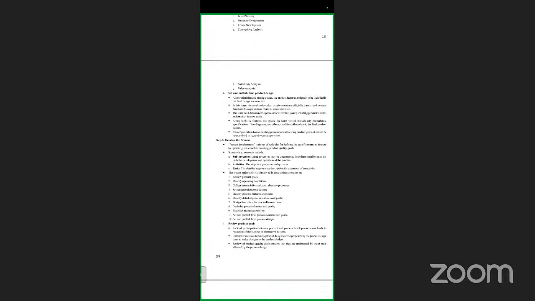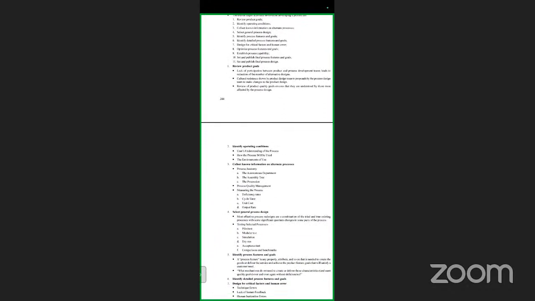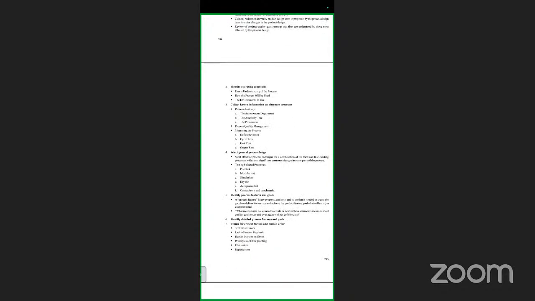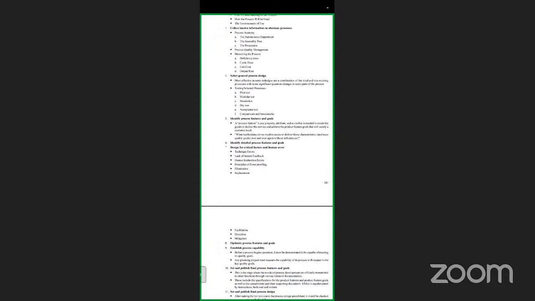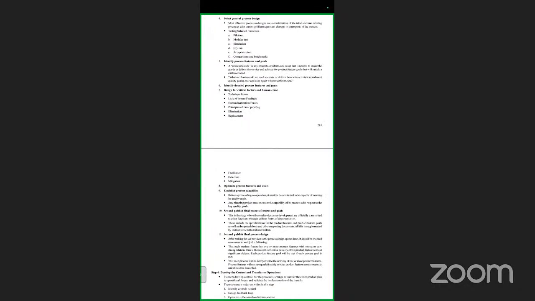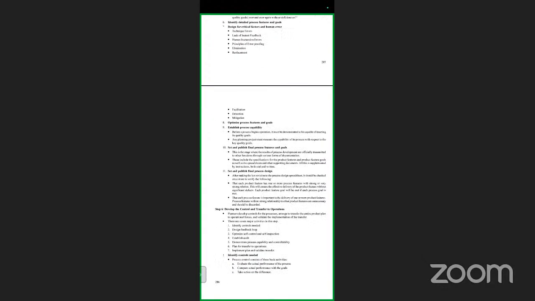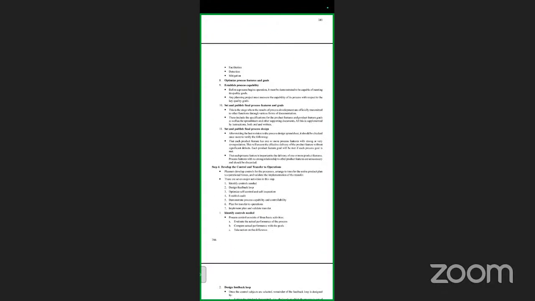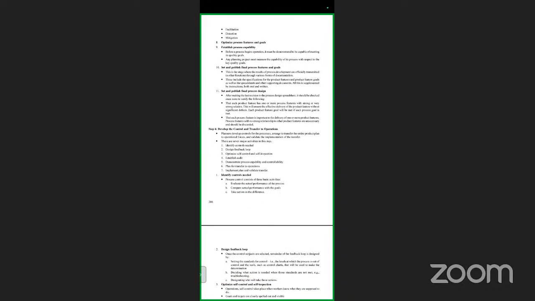Develop process. In that, sub-processes, activities and tasks are there. Review the product goals and identify the operation considerations, collect the known information on alternative processes, select the general process design, identify the process feature goals, and identify the detailed process and design for critical factors. In that, technical error, lack of insights, feedback, and the principles, facilitation, determination, optimizing process, establishing process capabilities, set and publish the final process feature goals, and set and publish the final process design.